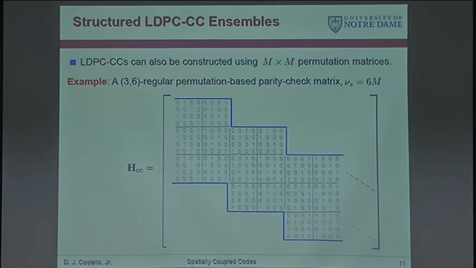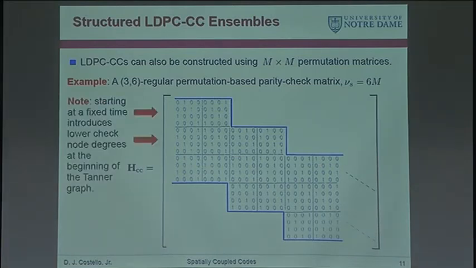In this example, the width of the non-zero part of a row here is 6 of these submatrices. This would give us a 3-6 regular structure. We have 3 vertically and 6 horizontally. And so the constraint length then would be 6 times the size of the permutation matrix that we use. In this little example, it's shown as 4.